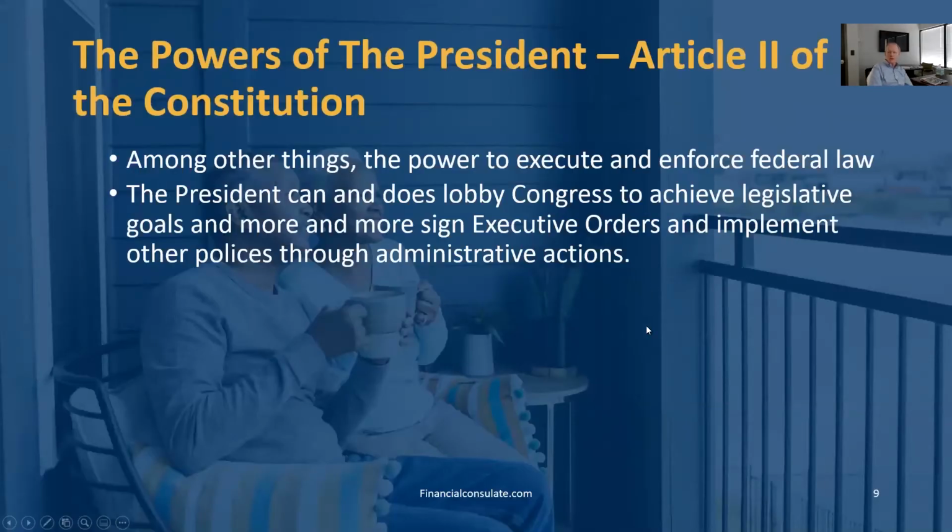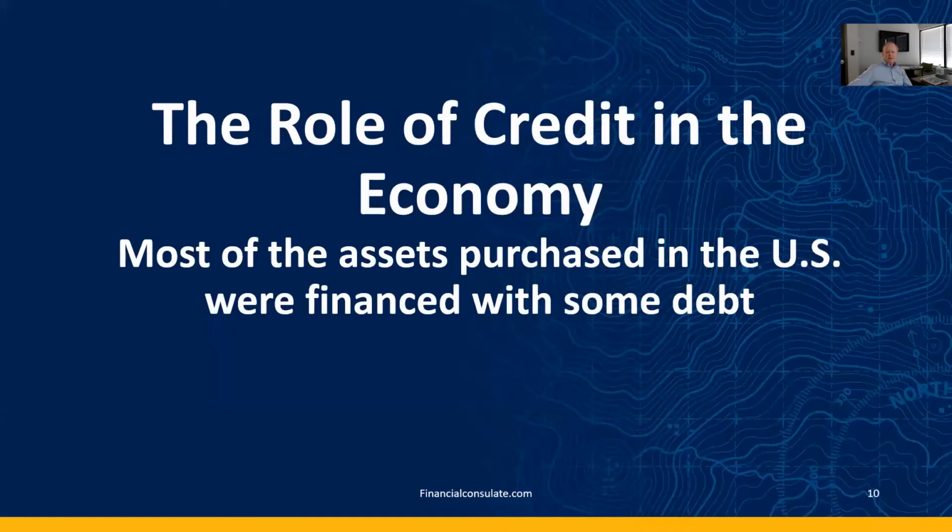The President, Article 2 of the Constitution, we've checked off the box now. We've got the legalese of who's empowered to do what. Among other things, the power to execute and enforce federal law. And of course, the President can and does lobby Congress to achieve legislative goals, and more often sign executive orders and implement other policies through administrative actions if they get a Congress that is not compliant to their goals. But then the court system, you get the third branch. The judicial branch has stepped in more and more to try to say, wait a minute, you've overstepped your authority. That's happened a lot over the last few administrations. We expect that just to continue.